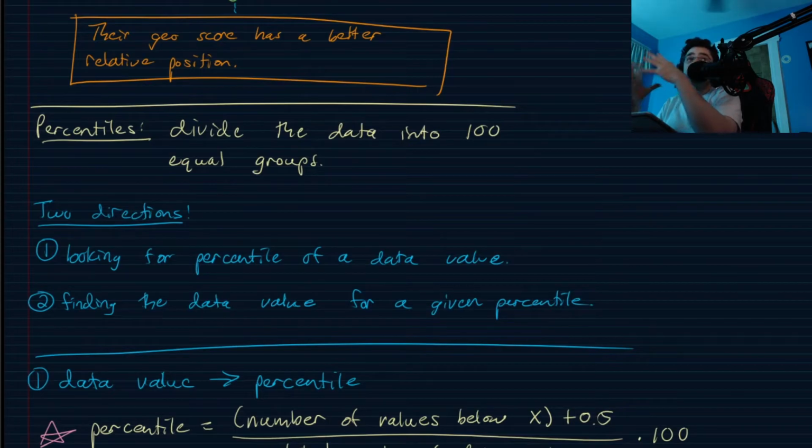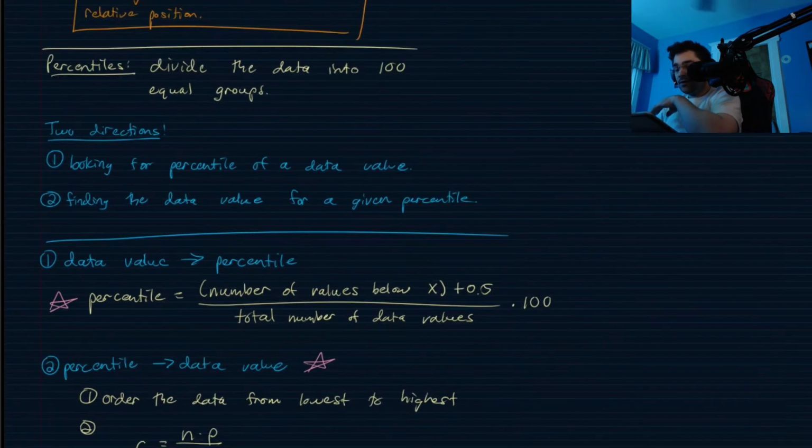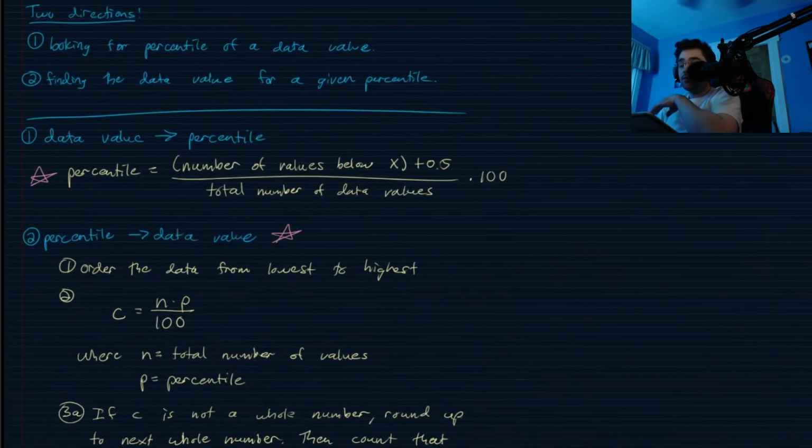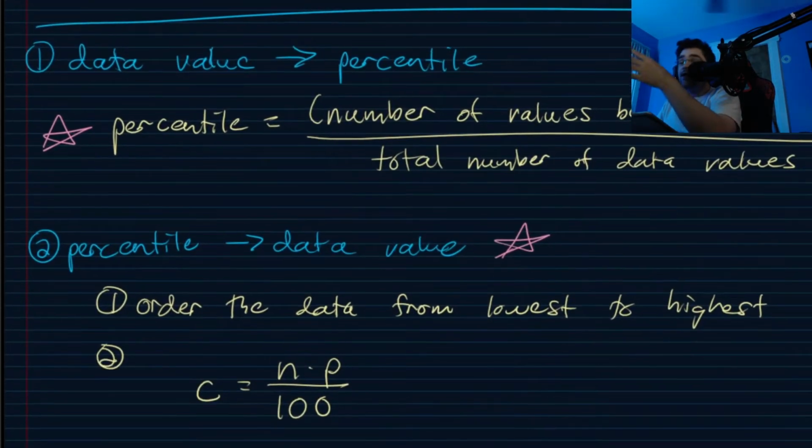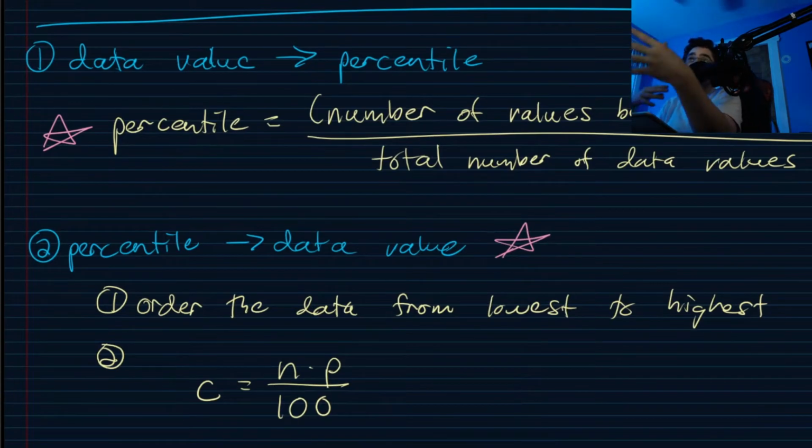And then we also have percentiles. Percentiles divide the data into 100 equal groups. And there's 2 methods with percentiles. Either we have a data value and we're looking for what percentile that data value falls in. Is it in the 99th percentile? Is it in the 1st percentile? Is it in the 71st percentile? Where is it? And that formula is right here.